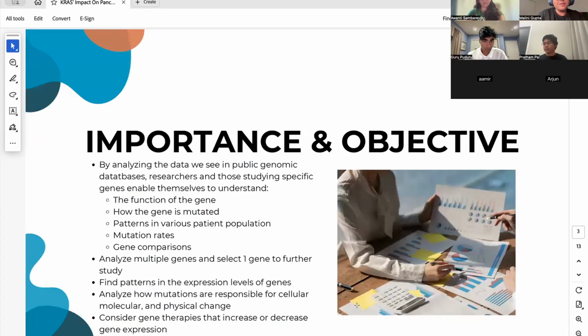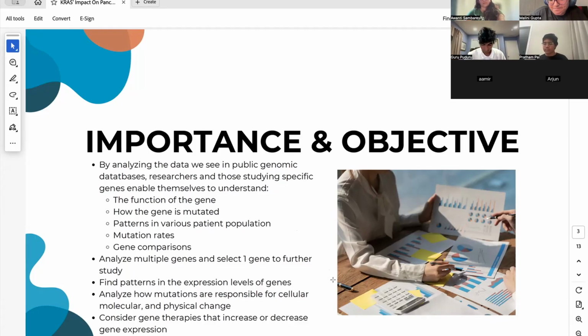So the objective and the importance. I used public genomic databases, GEPIA, TCGA, GTEx, and cBioPortal, and they all provide data about the function of the gene, how the gene is mutated, patterns and mutation rates, and gene comparisons. The purpose of analyzing this was to provide scientists or researchers the ability to see patterns in the genes and understand what causes these gene mutations and what happens across multiple patients suffering from these different cancers.